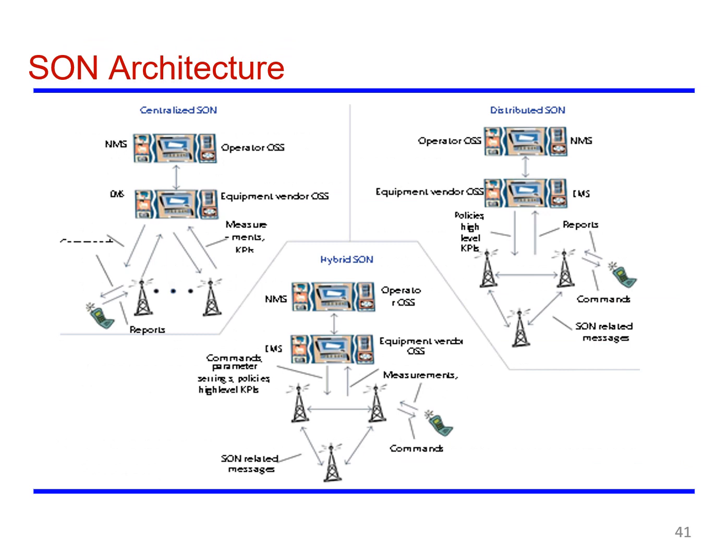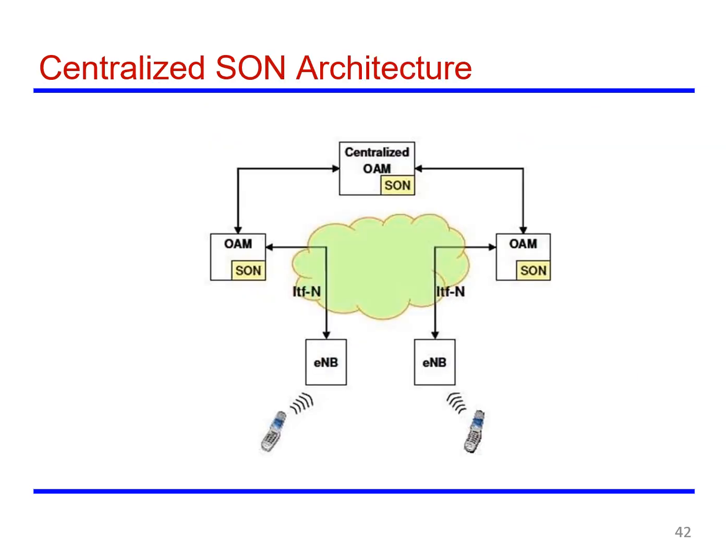How will the SON architecture be? The SON can be implemented in three ways. One is the centralized manner, another is the distributed manner, and the other is the hybrid manner. In centralized SON, here you can see these are the eNodeBs in the network. The eNodeBs will be connected to the OMCR. These are the OMCRs, and of course a centralized OMCR will be there.